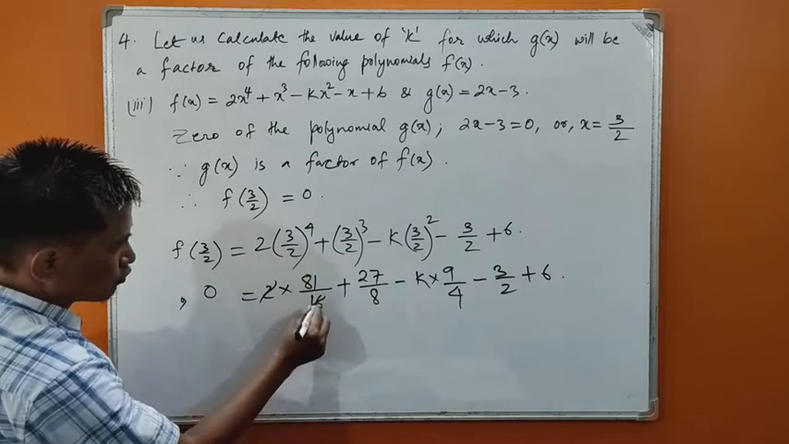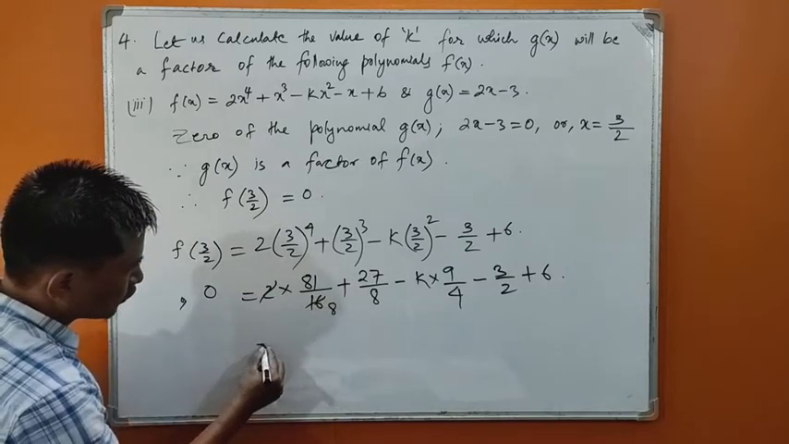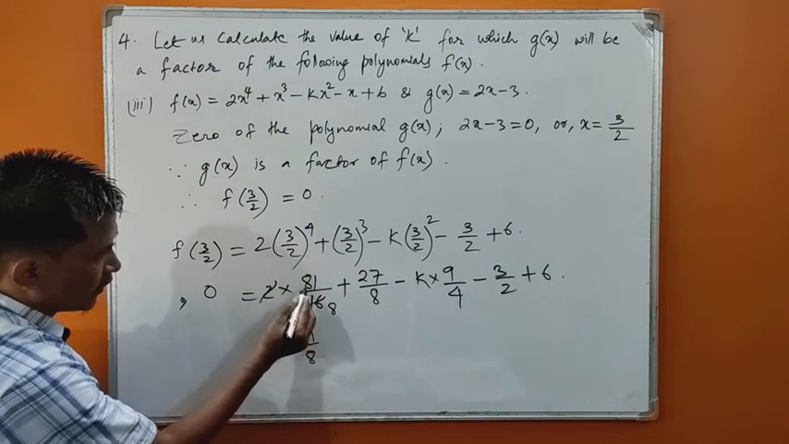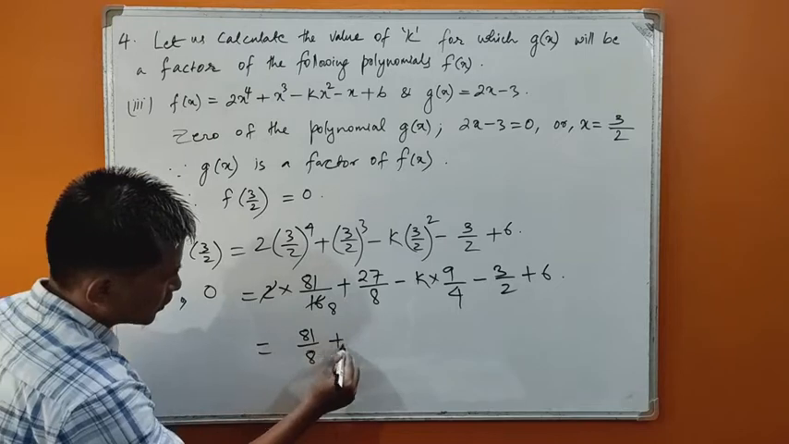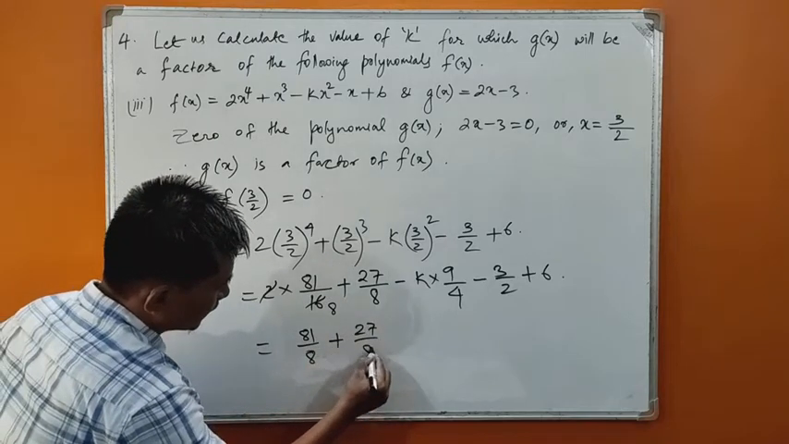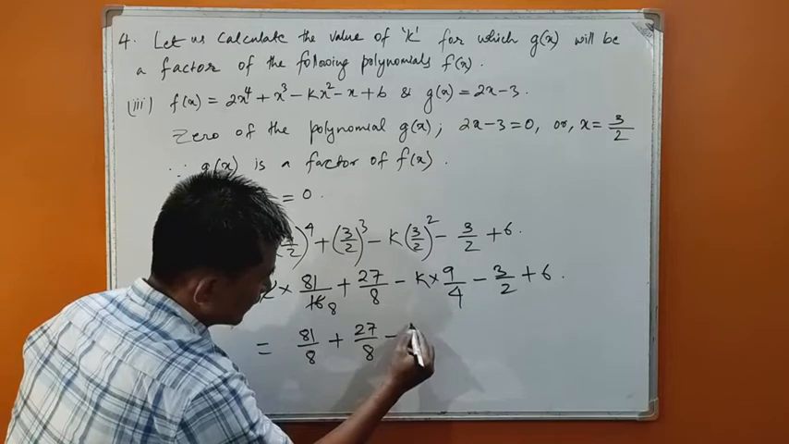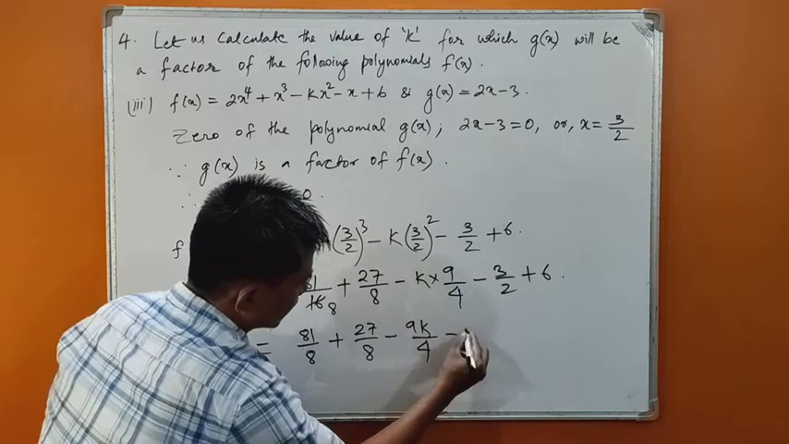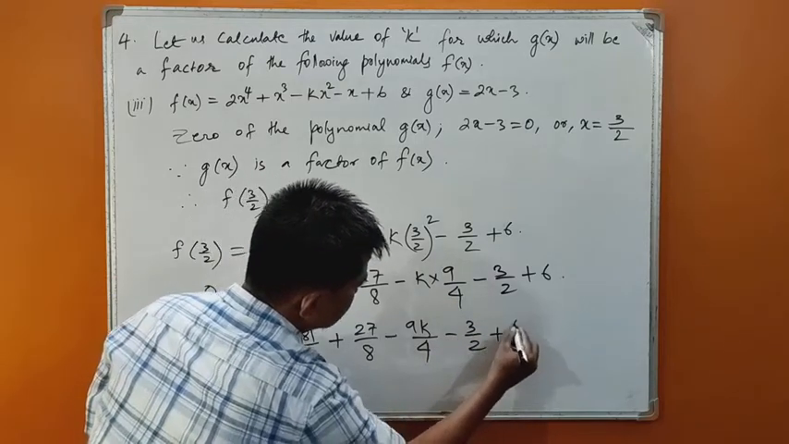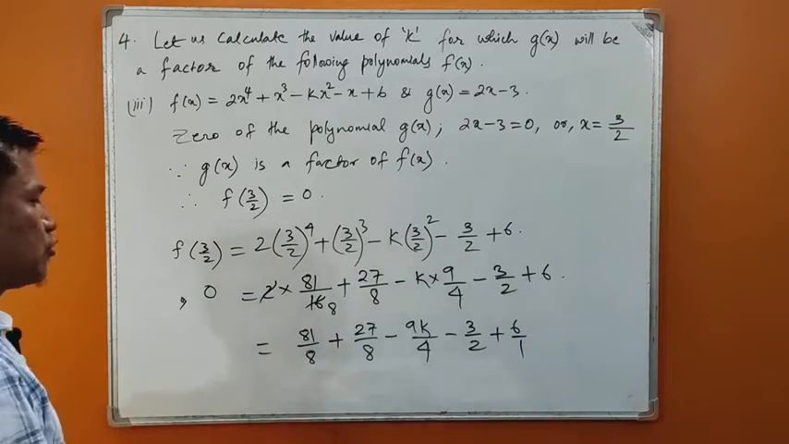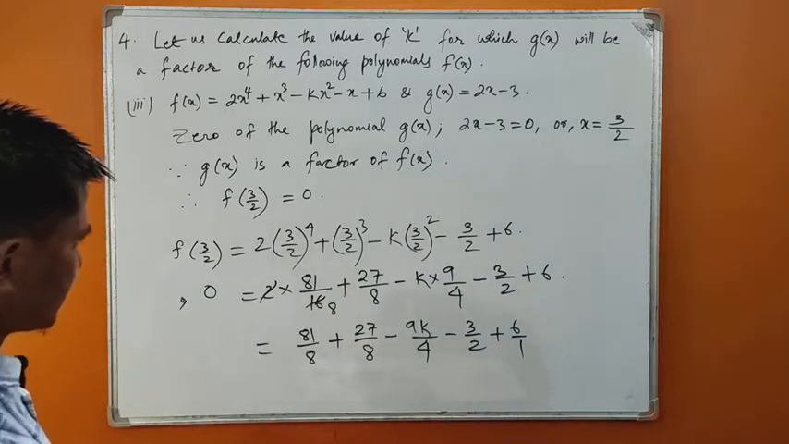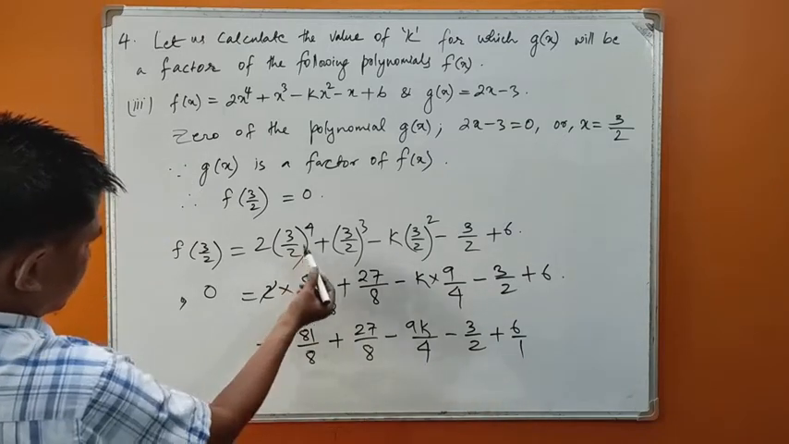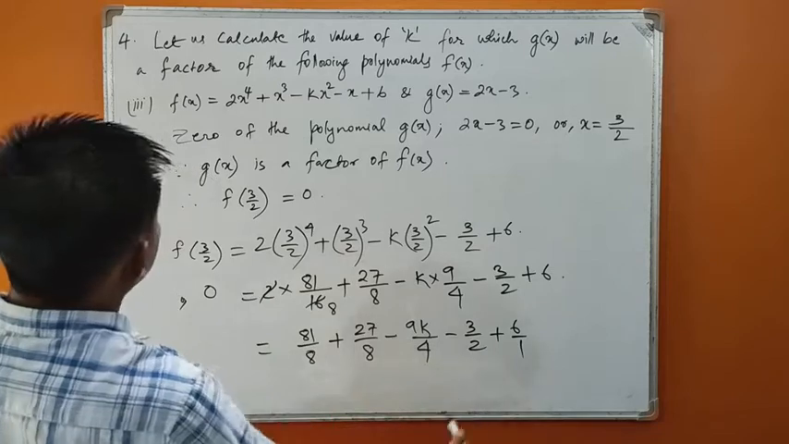Now 2 ones are 2, 2 eights are 16, equals 81 upon 8, 81 upon 8 plus 27 upon 8 minus 9 into k is 9k, isn't it? 9k upon 4 minus 3 upon 2 plus 6 upon 1. Okay, if there is no number in the denominator, we can consider there is 1, isn't it? So now let us do the addition. Let us take the LCM of the denominator.